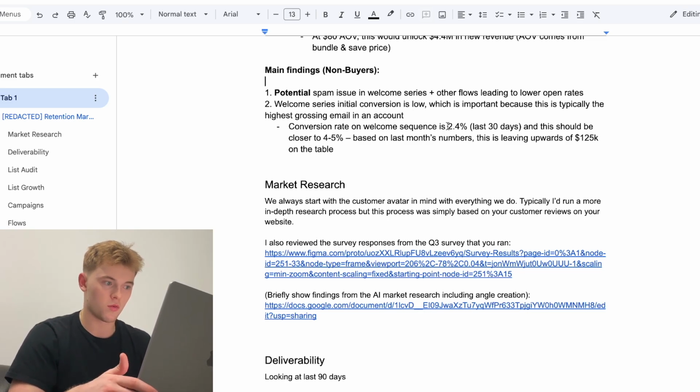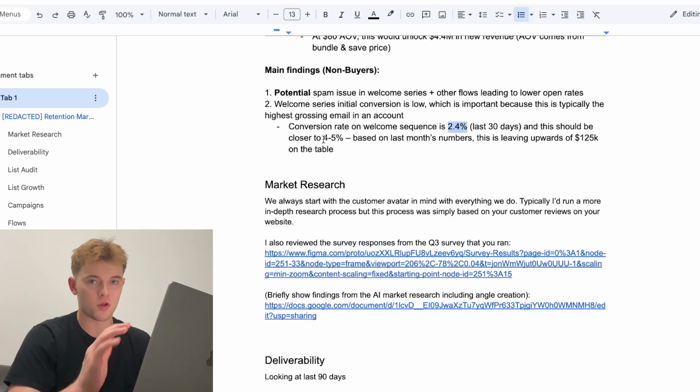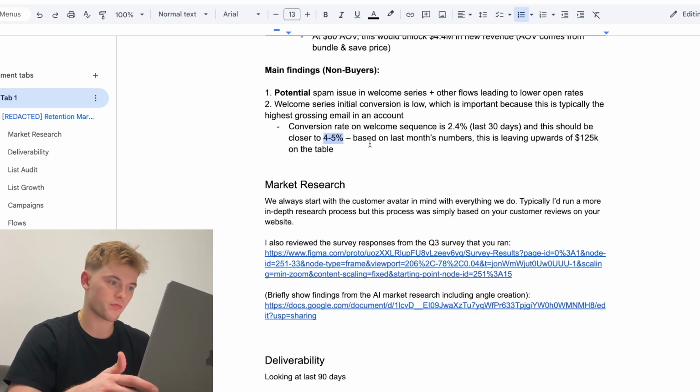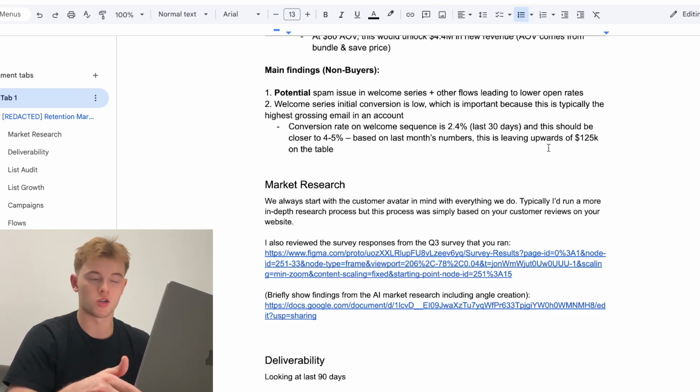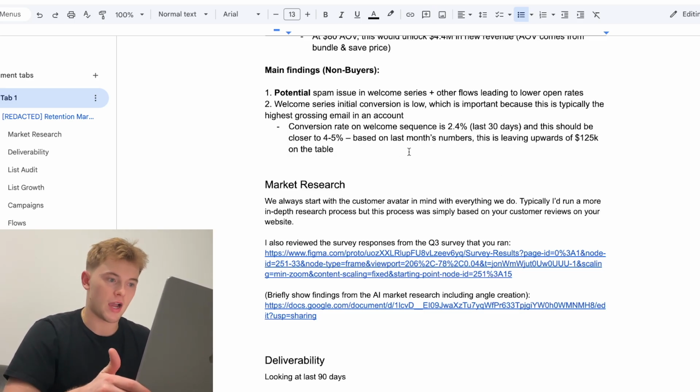Their conversion rate here on that opening email is 2.4% in the last 30 days. That should always be at least 4 to 5%. And based on their numbers from the last month, that email alone is leaving upwards of $125,000 a month on the table. All right, so now we're going to dive into the actual categories of this audit.